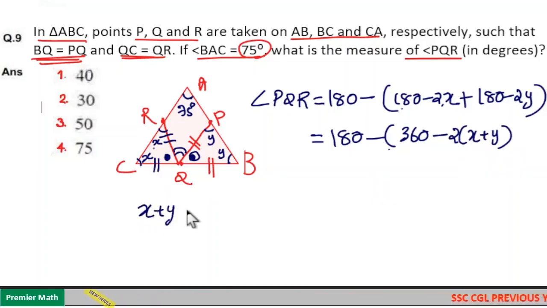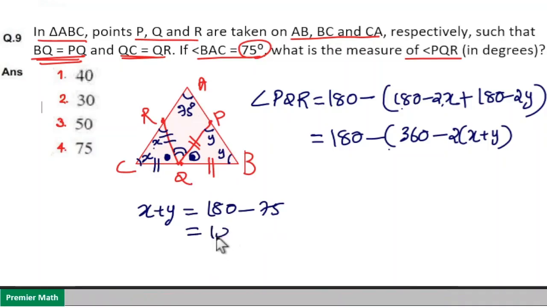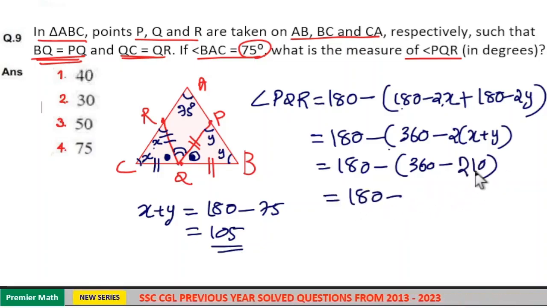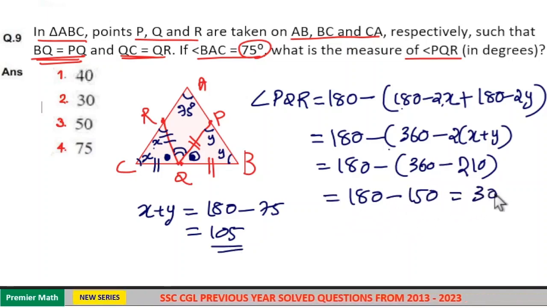x plus y is equal to, if you consider this triangle ABC, x plus y is equal to 180 minus 75 degree, which is equal to 105 degree. So here this will become 180 minus 360 minus 2 into x plus y, means 2 into 105, that is 210 degree. So which is equal to 180 minus 360 minus 210 is equal to 150. So 180 minus 150 is 30 degree. So angle PQR is equal to 30 degree. Option 2 is your answer.